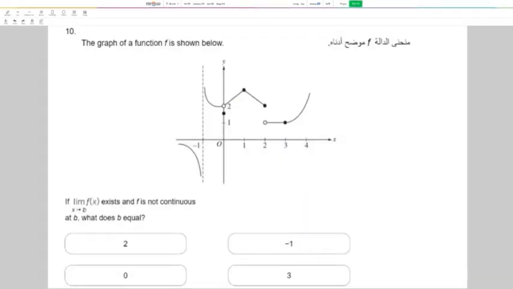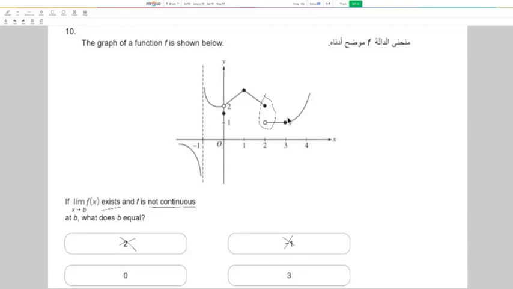The graph of a function f is shown below. If the limit as x approaches b of f of x exists and f is not continuous at b, what does b equal? So we have two pieces of information here: the limit exists and it's not continuous. So let's check -1. Here at -1, we have an asymptote, and an asymptote means that the limit does not exist. So -1 is not going to be the correct answer. And then at 2, here we have a jump, and the jump also means that the limit does not exist. So it's not going to be our answer.